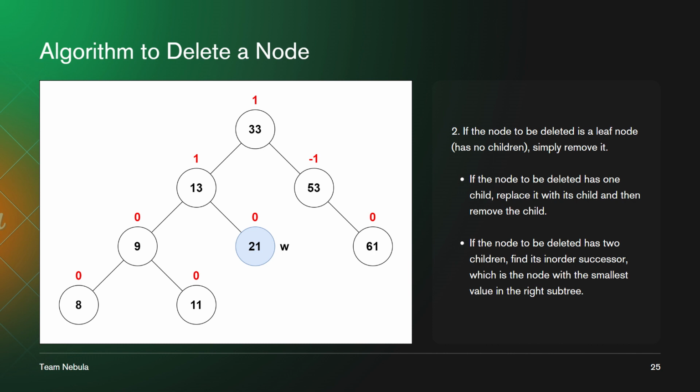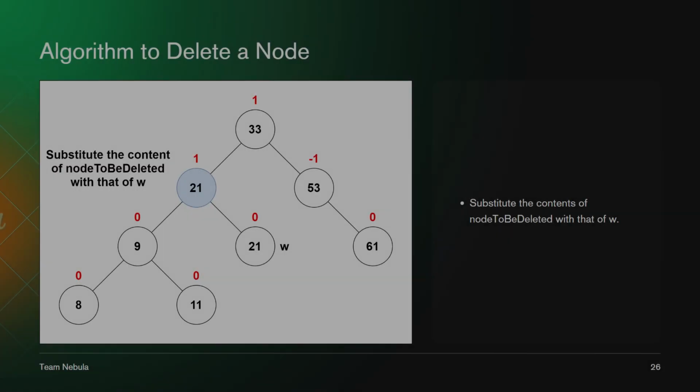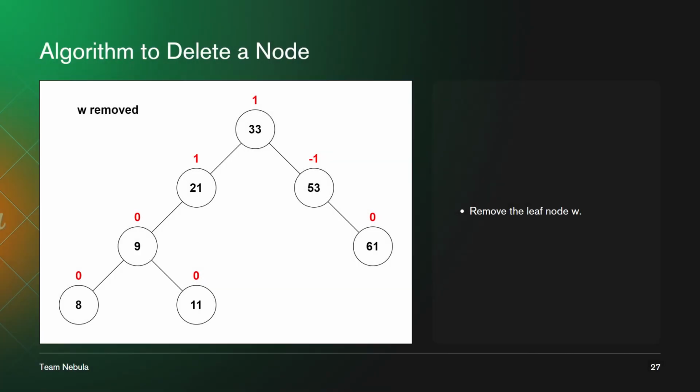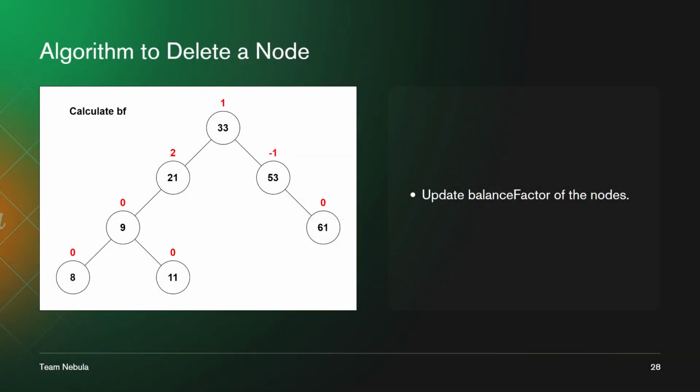There are 3 cases for deleting a node. If node to be deleted is the leaf node, then remove node to be deleted. If node to be deleted has 1 child, then substitute the contents of node to be deleted with that of the child. Remove the child. If node to be deleted has 2 children, find the in-order successor W of node to be deleted. Substitute the contents of node to be deleted with that of W. Now, remove the leaf node W. Update balance factor of the nodes.